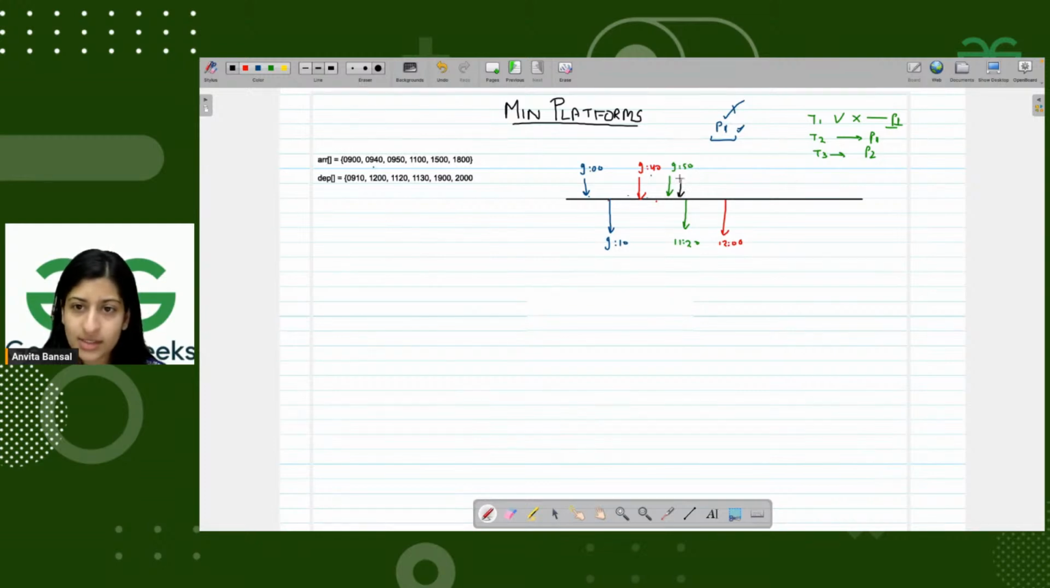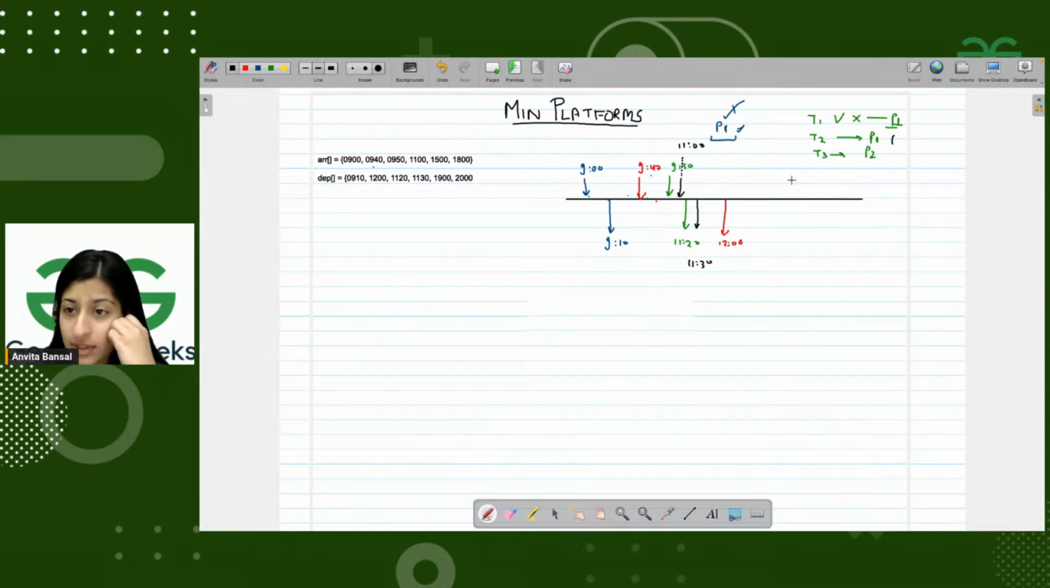So this is your next train, which comes at 11, right? And what time does it leave? It leaves at 11:30. Okay. Now T2 is there at P1. Its arrival and departure are 9:40 and 12. T3 comes at 9:50 and it will leave at 11:20.